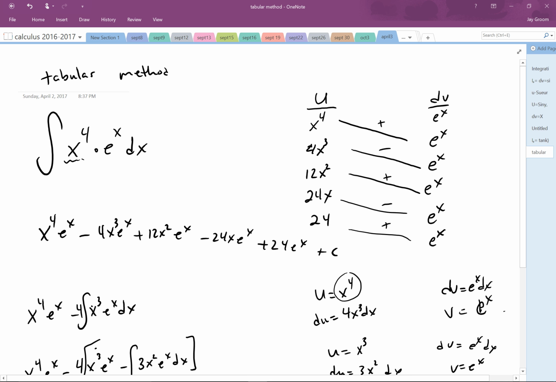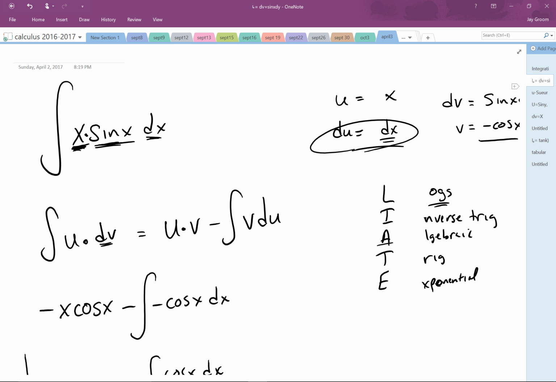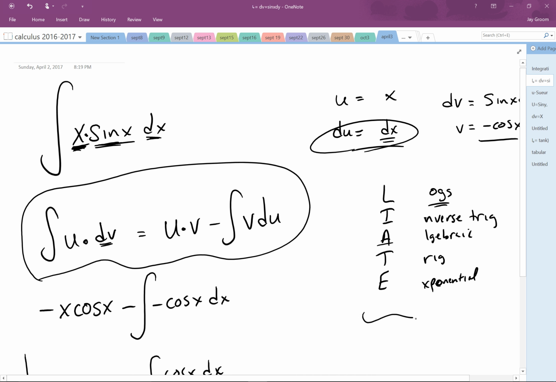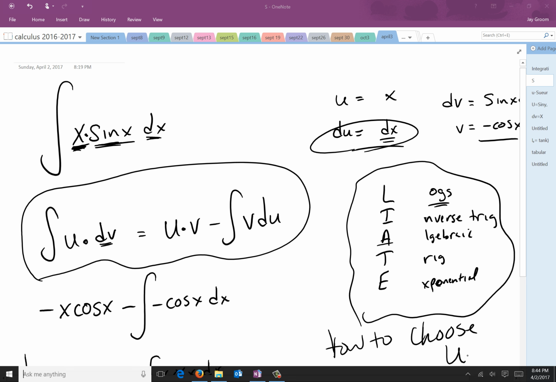Okay? Again, it only works when one of them is an algebraic function like x to the 4th, which will go away at some point. Other than that, bam, there you go. So again, to top off, let's go back. This is the recipe. That's it right there, friends. And LIATE. Pay attention. This is how to choose u. Hope that helps. Good luck to you.